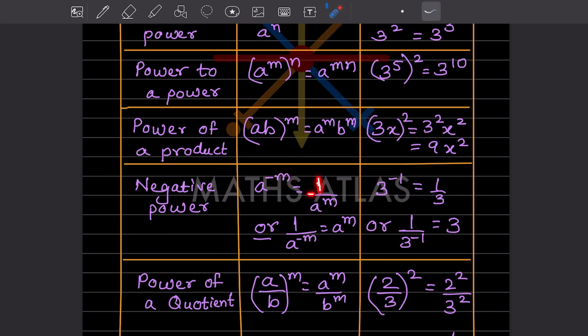So you are going to write here 1 by a raised to m. So this negative becomes positive over here. Or if it is here, a raised to 1 by a raised to minus m, so this becomes a positive. It goes in the numerator.